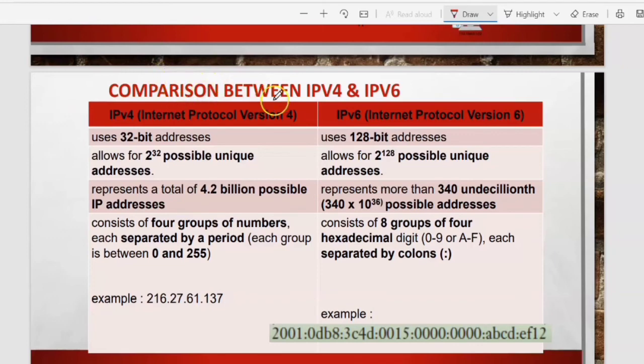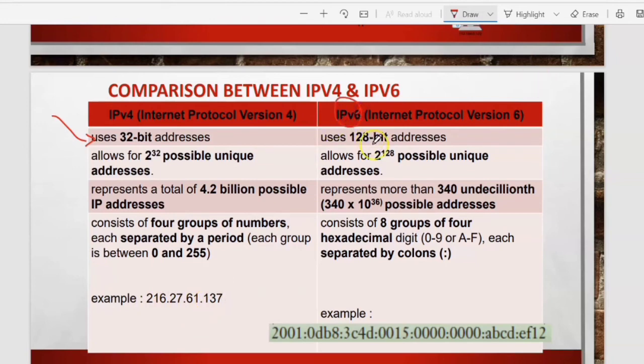Okay, next, you have to know the comparison between IPv4 and IPv6. Okay, if you see, IPv4 uses a 32-bit address, allowing for 2 power of 32 possible unique addresses. So if you see, it represents a total of 4.2 billion possible IP addresses. It consists of 4 groups of numbers, each separated by a period. Each group is between 0 and 255. So if you see the numbers in IPv4, the range is 0 until 255. Okay, remember, 4 groups of numbers, 1, 2, 3, 4.